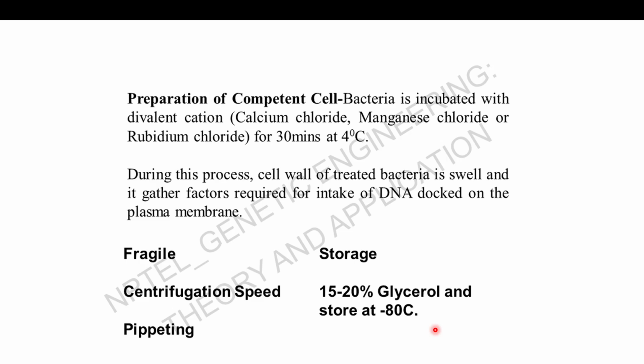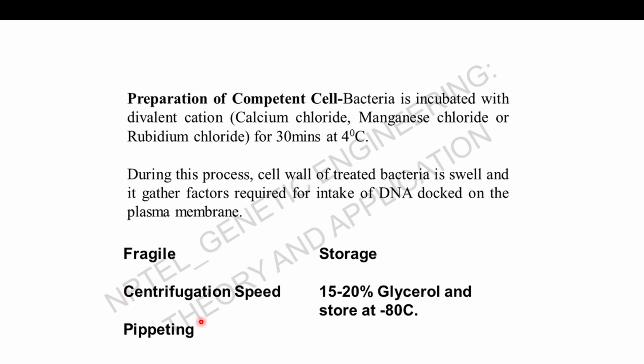Now, how do you really prepare a competent cell? The bacterial cells, the competent cells in this case, are incubated with a divalent cation, calcium chloride, manganese chloride, or rubidium chloride, for 30 minutes at 4 degrees. During this process, the cell wall of treated bacteria swells up and gathers factors required for intake of DNA docked on the plasma membrane. Actually, competent cells are really fragile.